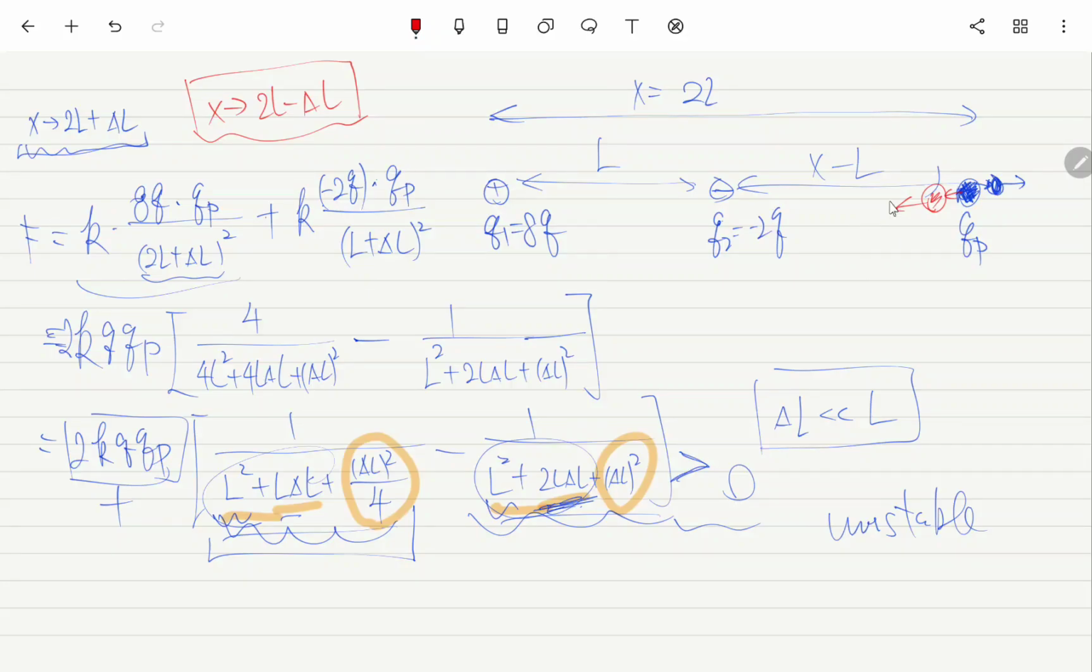If it is a stable system, it should be something like: you try to push it to the right side, and then there is a force pushing it back, so that it will go back, something like that.